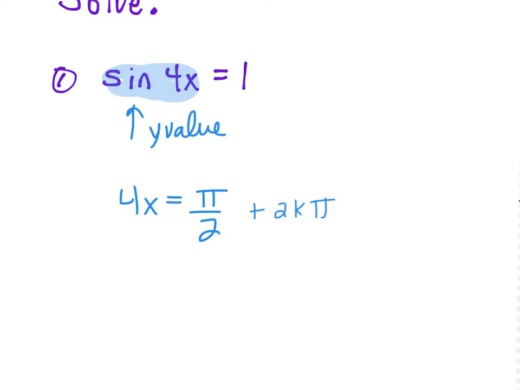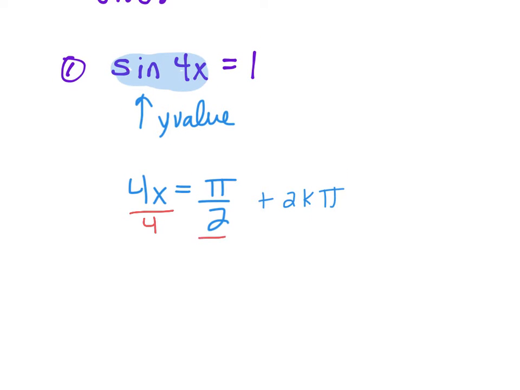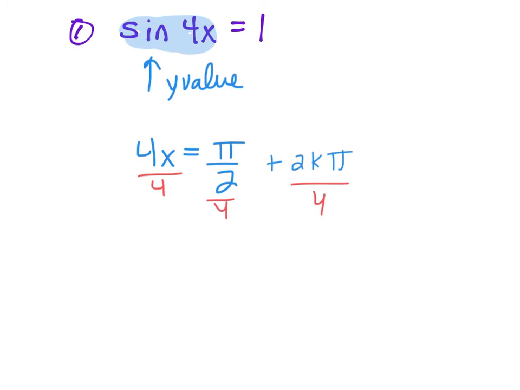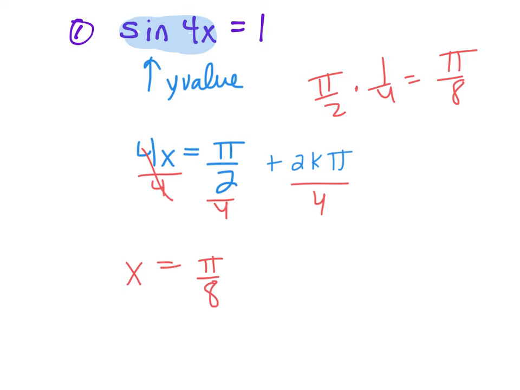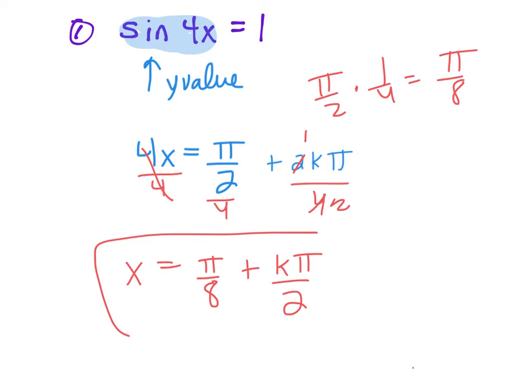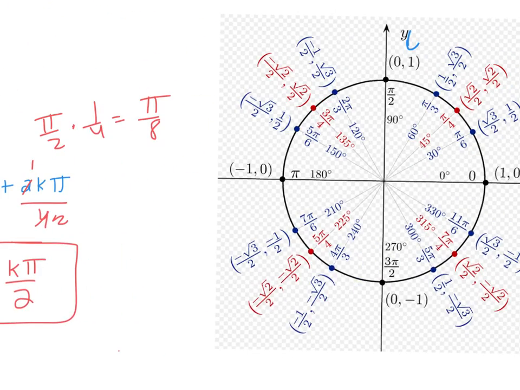Now we're going to solve the same way that we did the other day. We're going to divide everything by 4. And when we do that, we get x equals pi over 2 divided by 4, which is the same as pi over 2 times 1/4, which gives me pi over 8. So I have pi over 8 plus, 2 goes into 2 one time, 2 goes into 4 twice, so you have k pi over 2. And that's it. All you're doing is adding this extra little piece at the end and then going through the motions of dividing when you get to the answer.